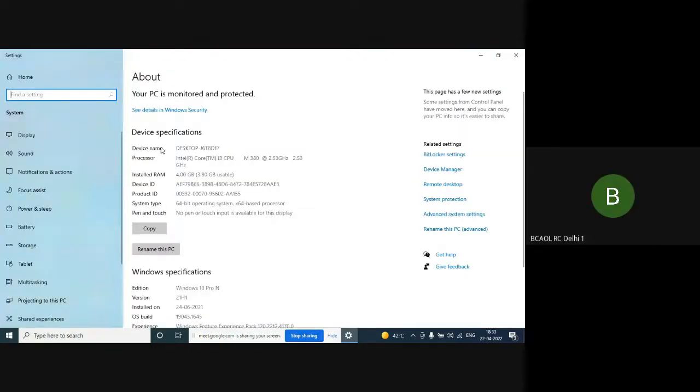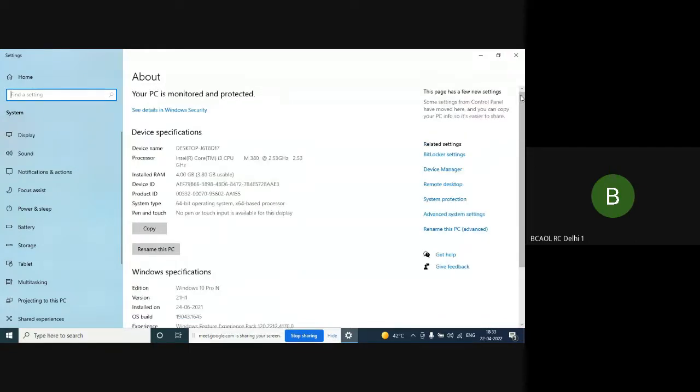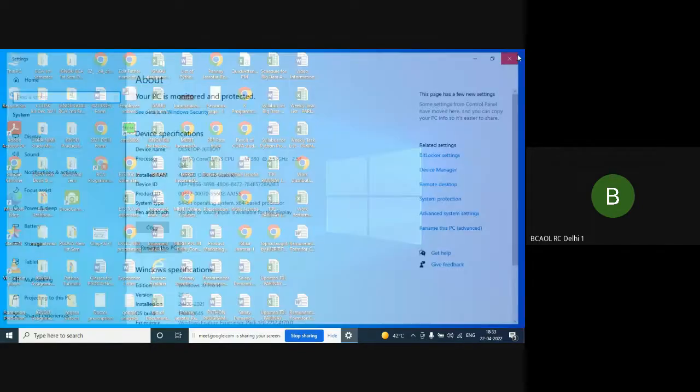So there you see your device name, your processor, your RAM, right? Your operating system, 64-bit, what operating system is running. This information you will get from here also. You understand? Yes, ma'am. So from the properties of this PC, you will get the things which are generally inside your system. That is one kind of information.